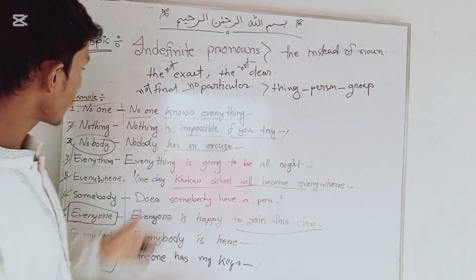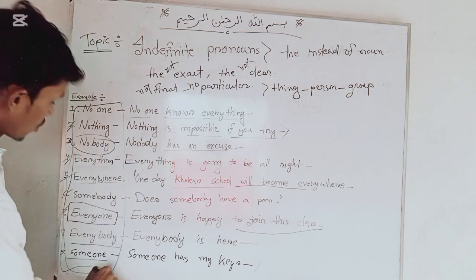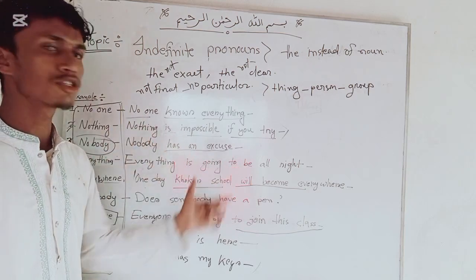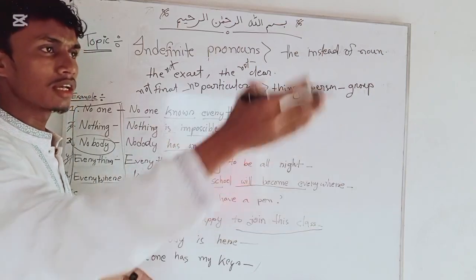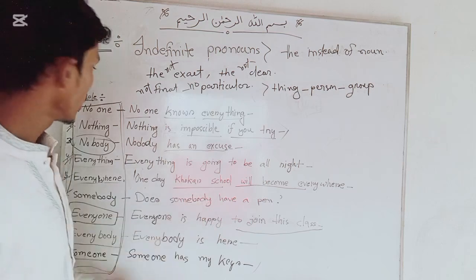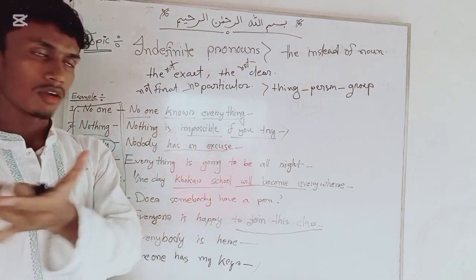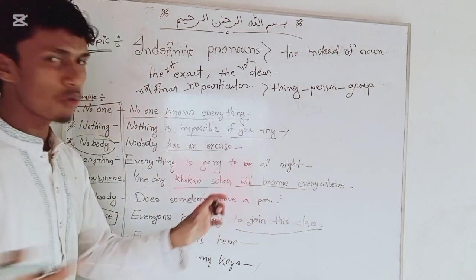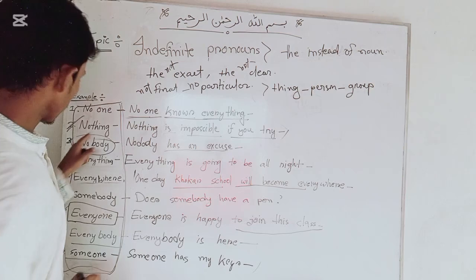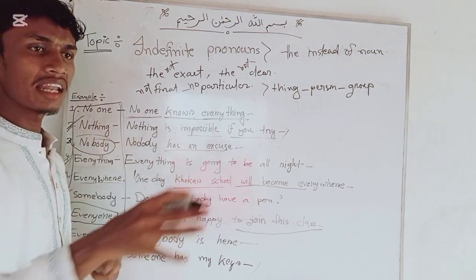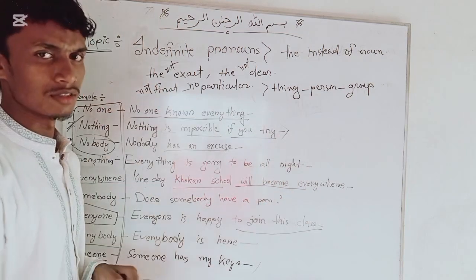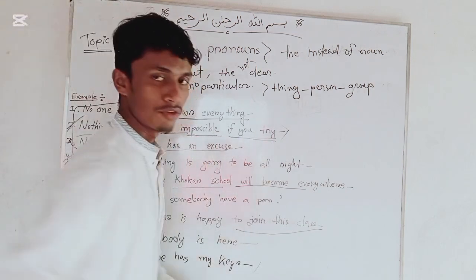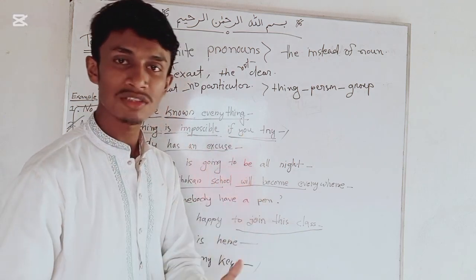Indefinite pronouns are, for example, these words. No one. I'm not talking to you, Rahim and Kareem, she, there. No one: the indefinite person, thing, or the indefinite group of persons. For example, no one knows everything. Nothing: I am not referring to specific activities, the indefinite activities. For example, nothing is impossible if you try. It means everything is possible if you try.